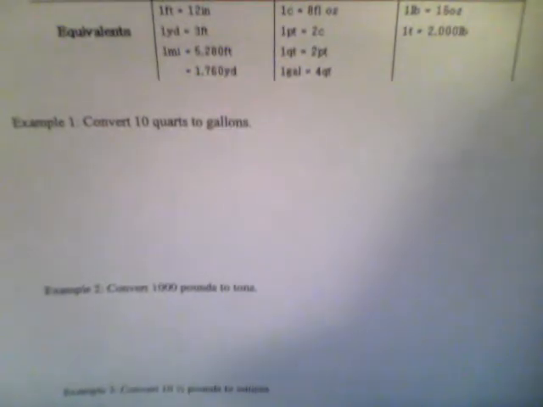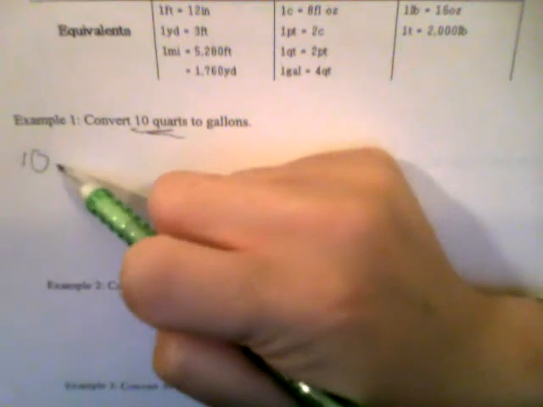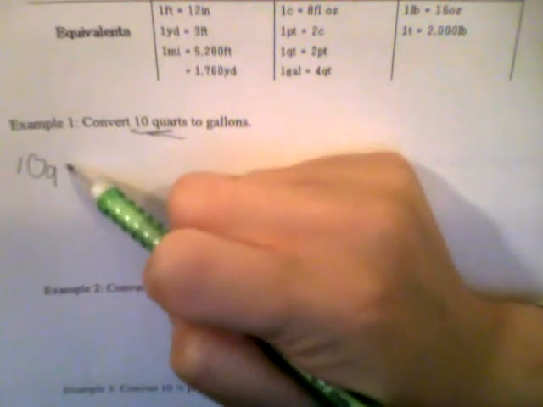Example 1 is convert 10 quarts to gallons. Now, there are many ways to go about this, but I'm going to show you the way that in high school your science teachers are going to expect you to know. So I want to go from 10 quarts to gallons. The first step is you put what you're starting with first. So I'm starting with 10 quarts, so I'm going to write that down first. I'm just going to go ahead and use the abbreviation.